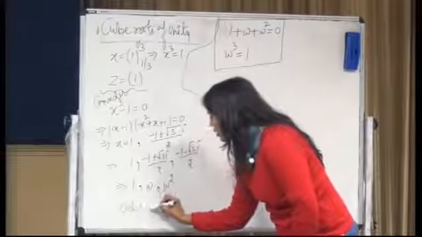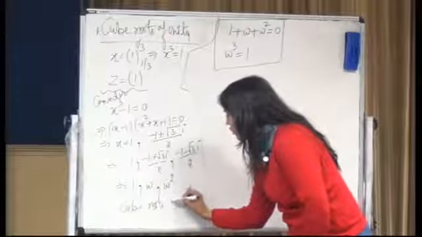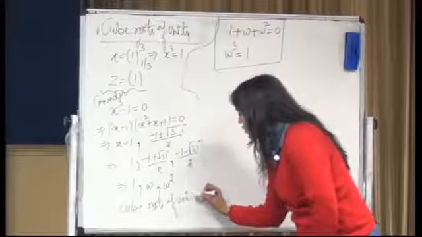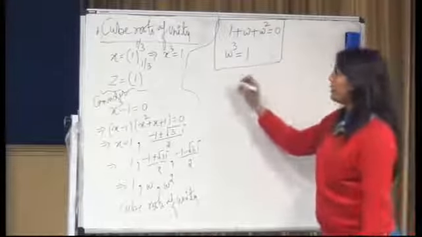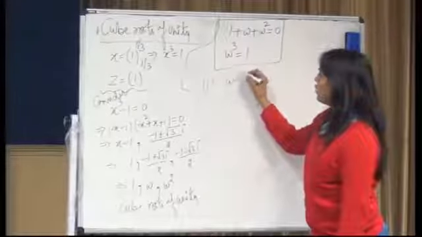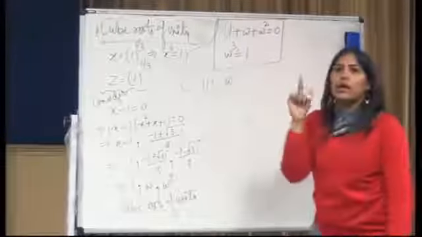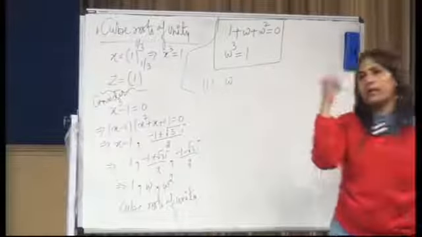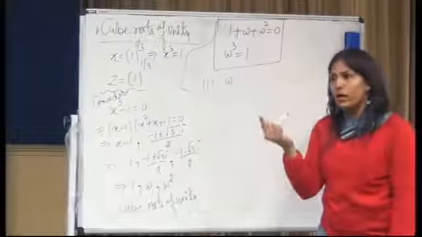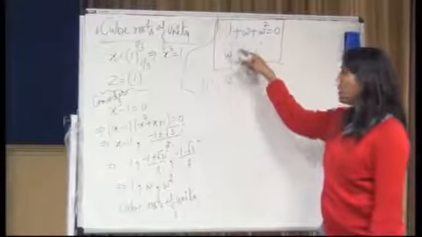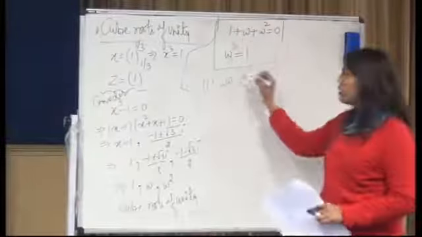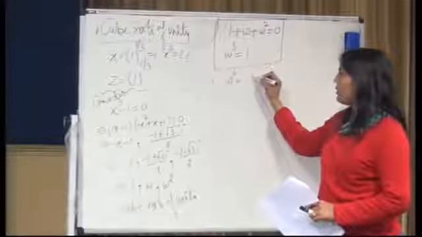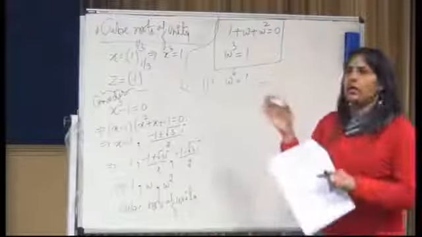Cube roots of unity, and you should learn these two properties, very important ones. Now if I ask you omega to the power something, see in iota, iota to the power of a multiple of 4 is always 1. Here, if the power is a multiple of 3, it will be 1. So omega 6, omega 9, omega 12 are easily calculated.